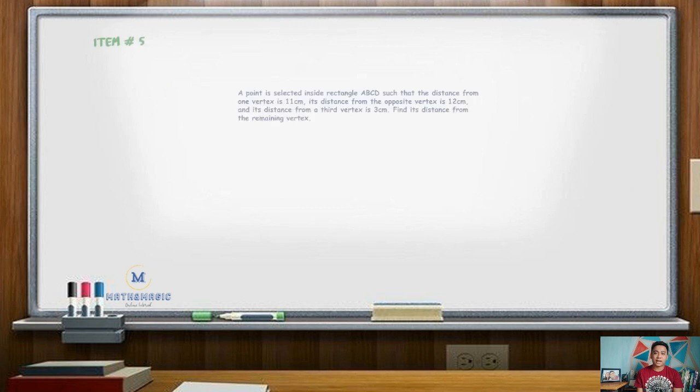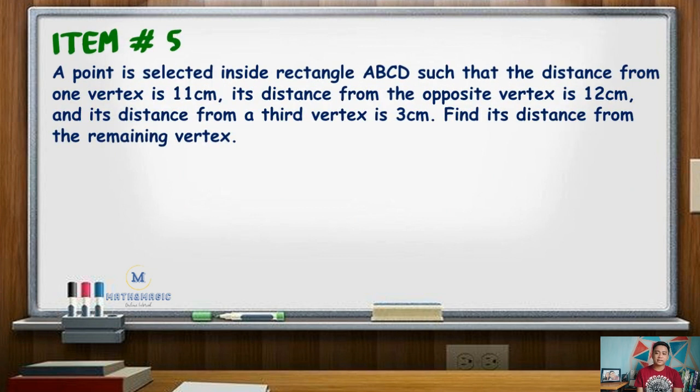For item number 5, a point is selected inside rectangle ABCD such that the distance from the vertex is 11 centimeters. Its distance from the opposite vertex is 12 centimeters, and its distance from a third vertex is 3 centimeters. Question is, find its distance from the remaining vertex.